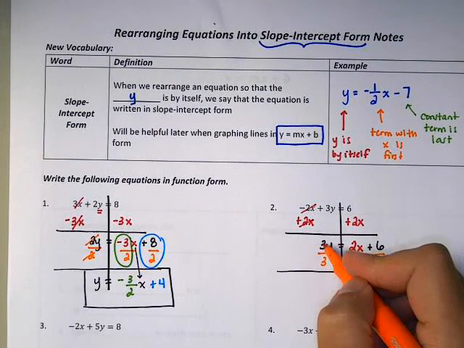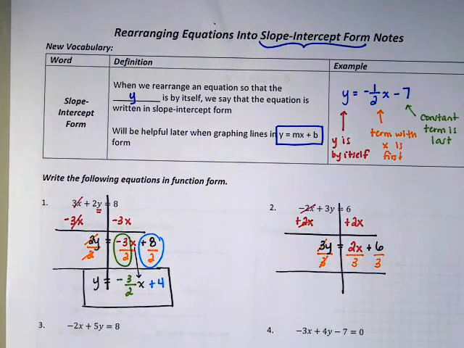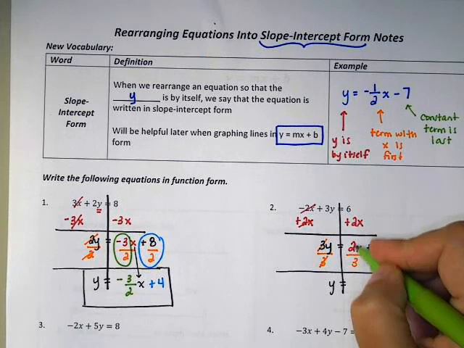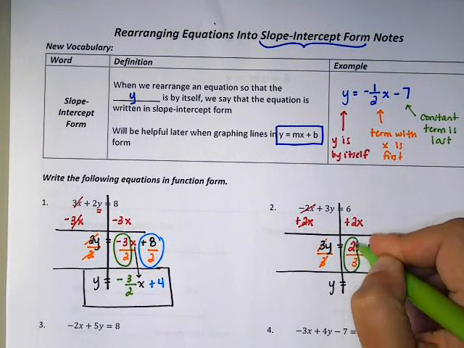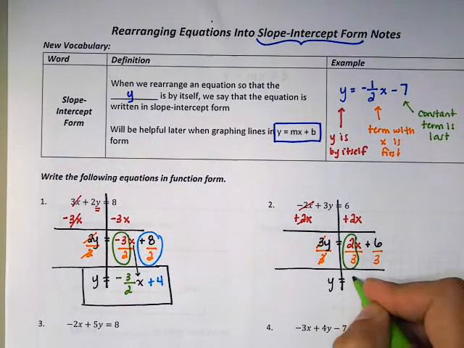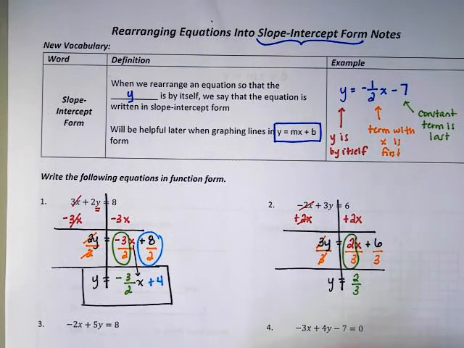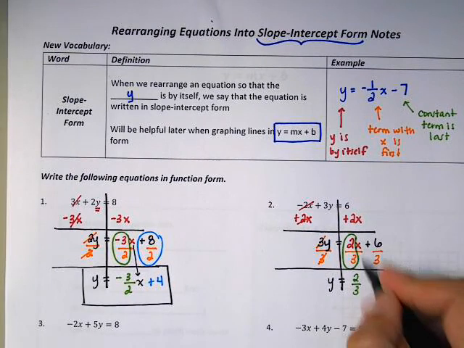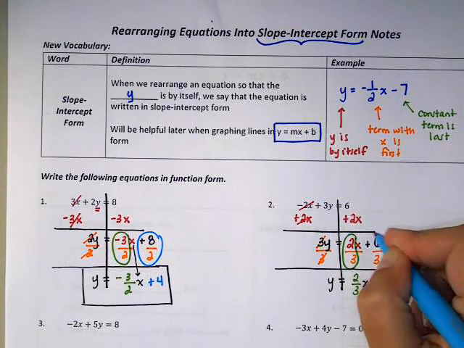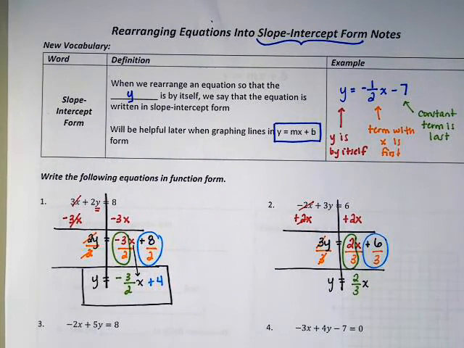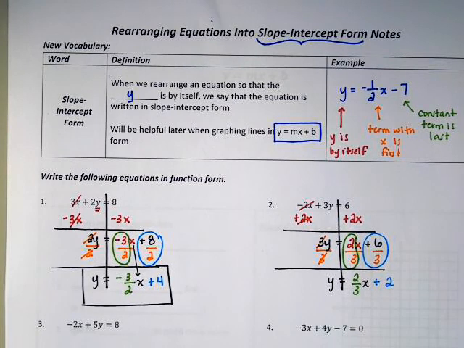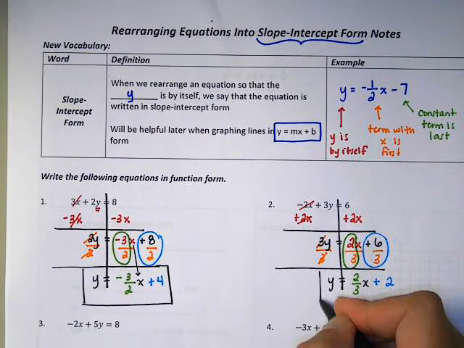The 3's cancel on the left-hand side, so all I have left is a y. On the right-hand side, I'm going to ask myself, does 2 divide nicely by 3? The answer is no, I would get a decimal, so I'm just going to write down 2 over 3, and I'm going to drop down the x. And then I'm going to ask myself, does 6 divide nicely by 3? And the answer is it does. 6 divided by 3 is 2. So I would write down the plus 2. And that would be my final answer.